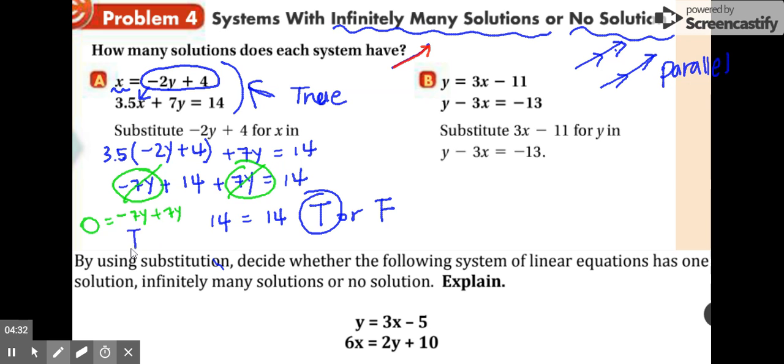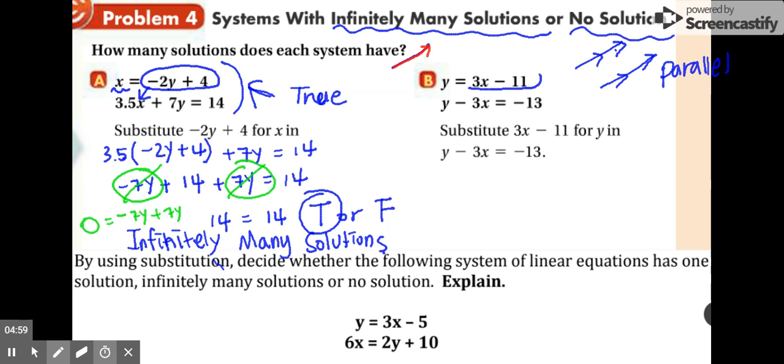So it means that there are infinitely many solutions. When you get to the last line and there are no variables at all, and the statement is true, then you have to say there are infinitely many solutions. So let's look at the next one.